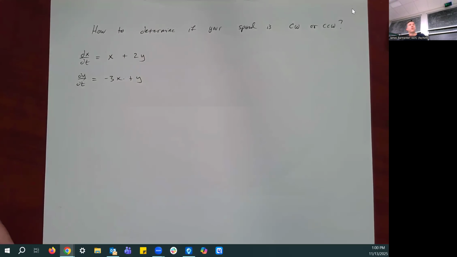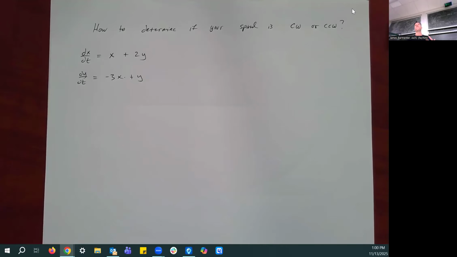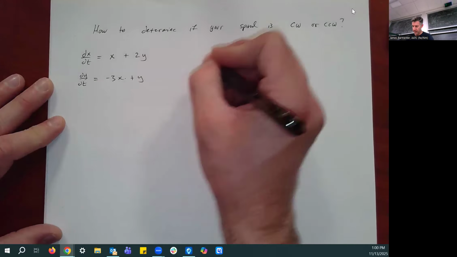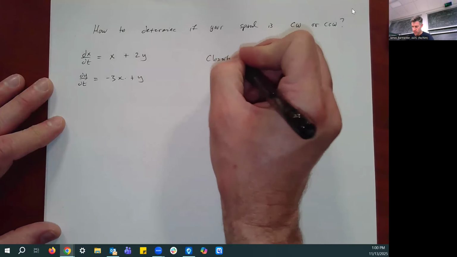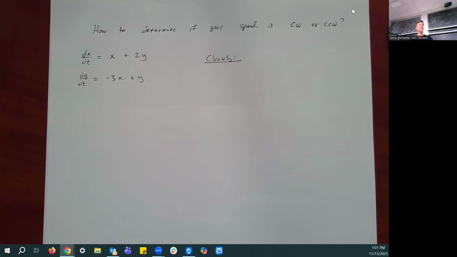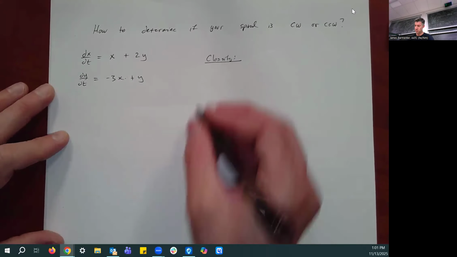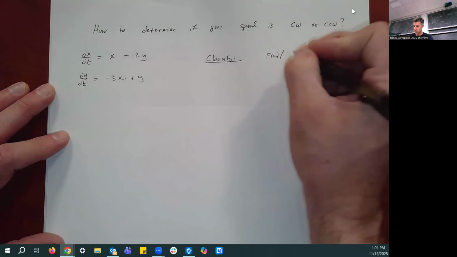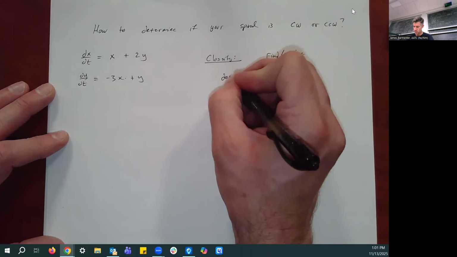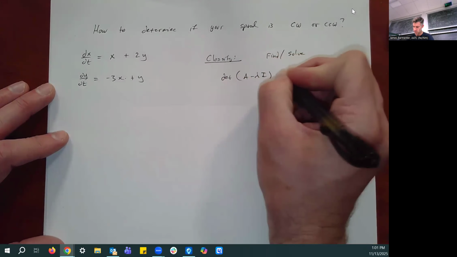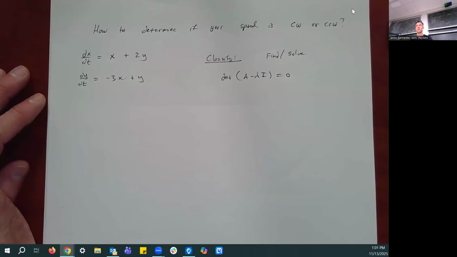So let's go ahead and find the solutions. Let's classify the equilibrium, and then we'll talk about if it's a spiral, which I hope it is, which direction it turns. So first, classify. All we're really going to do is find the eigenvalues. In fact, why don't you guys find the eigenvalues? It's good practice.